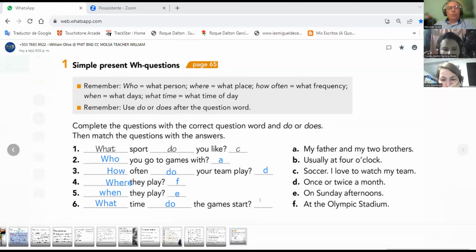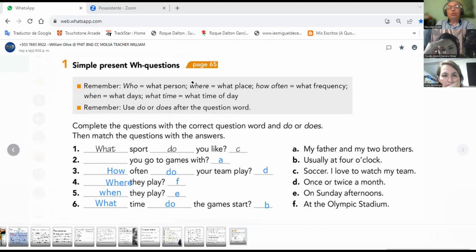Who do you go to games with? Ese solo con who no se ve bien. Number 2, teacher. Es que le falta el auxiliar. Who do you go to games with?